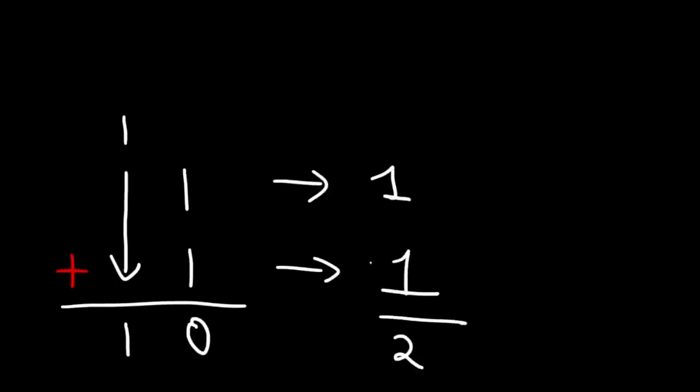What about 1 plus 1? In this case, we need to carry over. 1 plus 1 is going to be 0, but you need to carry over a 1. And so you get 1, 0. So basically, 1, 0 has the decimal equivalent of 2.